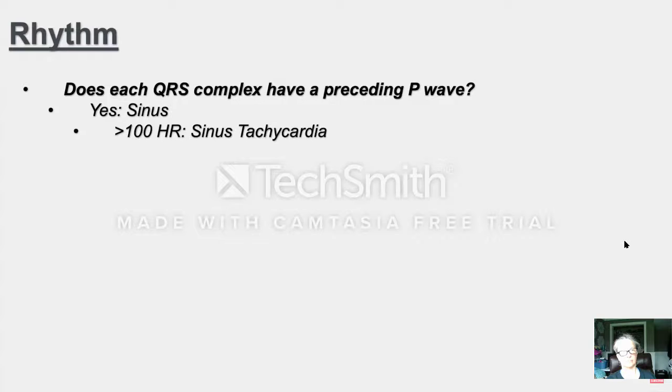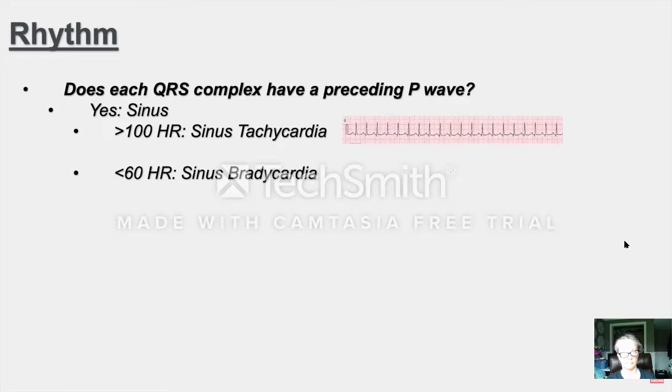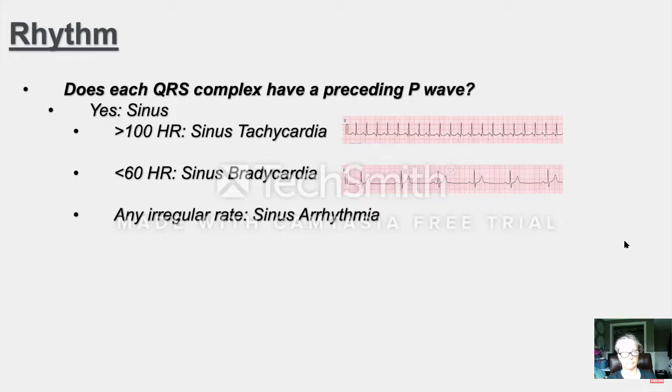And then you can distinguish it even more. If it's a heart rate greater than 100, it's sinus tachycardia. If it's a heart rate less than 60, it's sinus bradycardia. Any irregular rate with each QRS complex having a preceding P wave is a sinus arrhythmia. Other arrhythmias we'll talk about in future lessons. All I want you to get from this lesson is, is it a sinus rhythm or is it not?